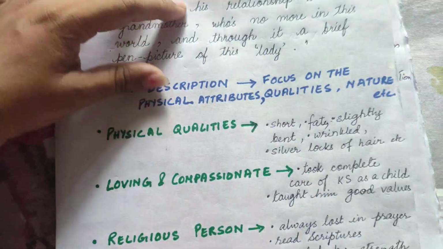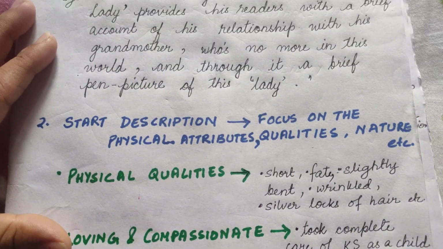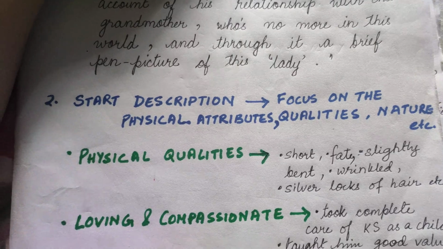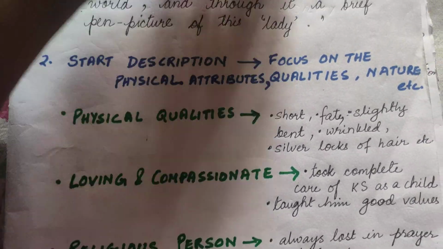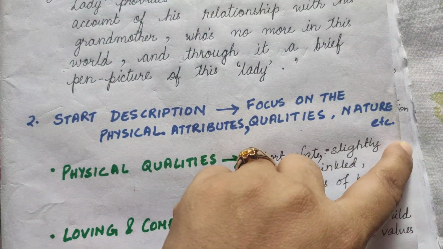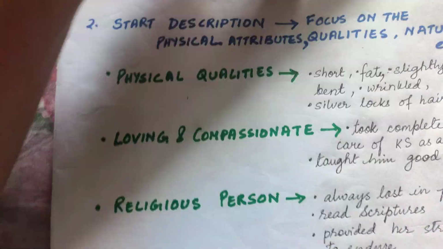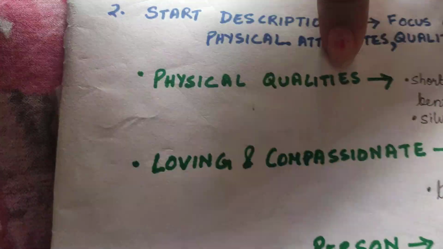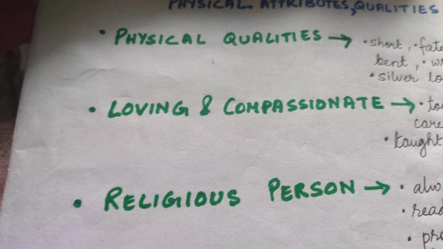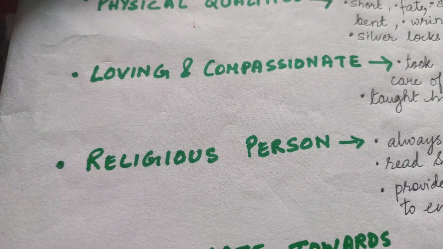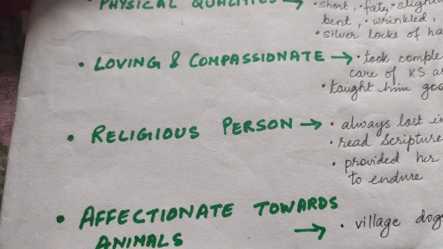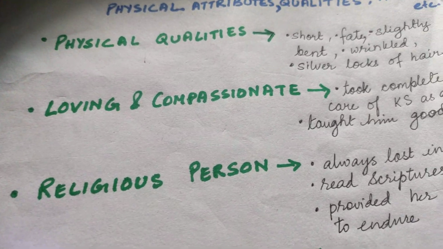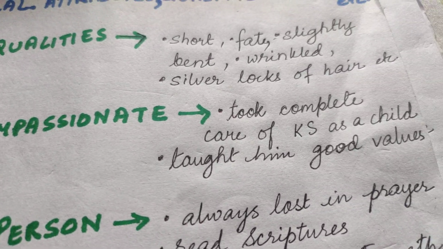Then again you change the paragraph, because you have already talked about the negative qualities, her physical attributes. Now you have to focus on the positive qualities, her nature, and so on. There are different qualities that we can come across while discussing the author's grandmother. Some of these qualities I have discussed here. The first quality is her loving and compassionate nature.